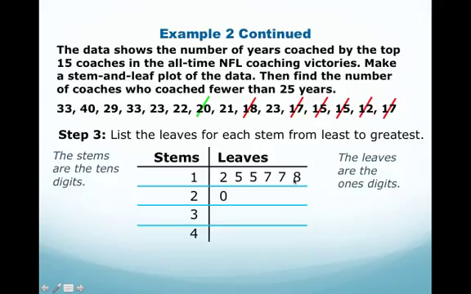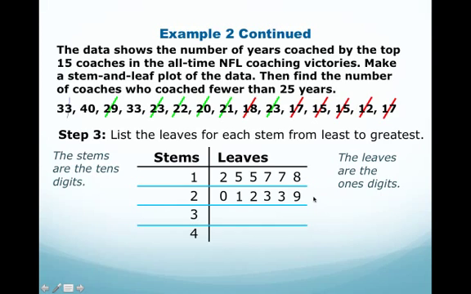20, we put a 2 and a 0. 21, we put the 1. 22, we put a 2. 23, we put a 3. And our last one is 29. So again, they represent 20, 21, 22, 23, 23, 29. Again, there's two 23s, that's why we have two 3s.